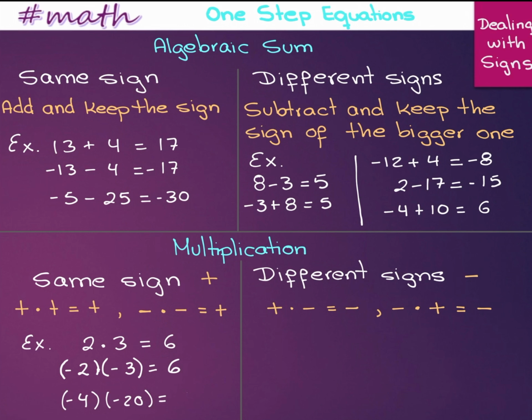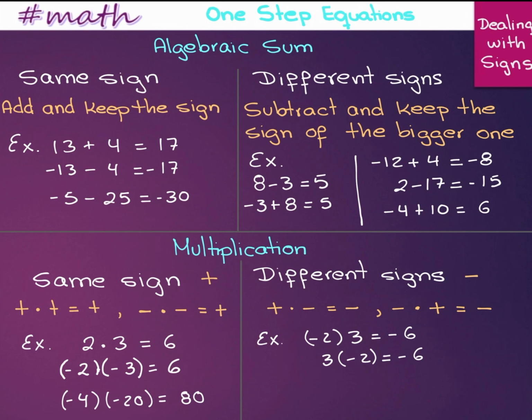20 times 4 is 80. And because the two signs are the same, the answer is positive 80. When we are multiplying quantities and they have different signs, the answer is negative. So for example, if you're multiplying negative 2 times 3, you multiply 2 times 3 is 6, and then negative times positive is negative. So the answer is negative 6. Even if you write it the other way, 3 times negative 2 is also going to be negative 6.